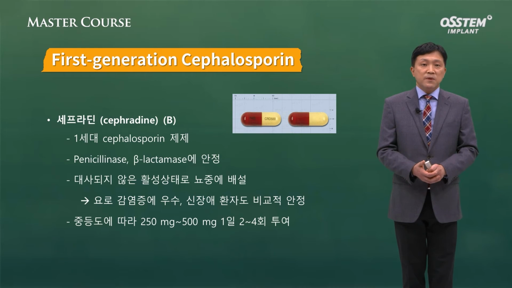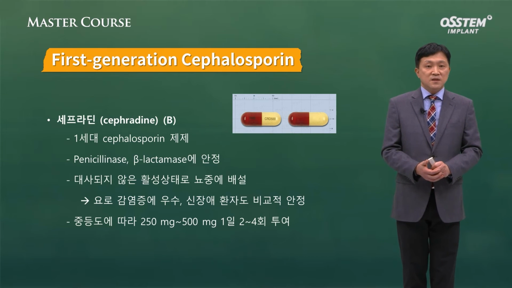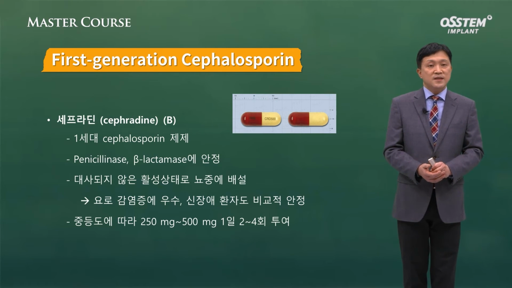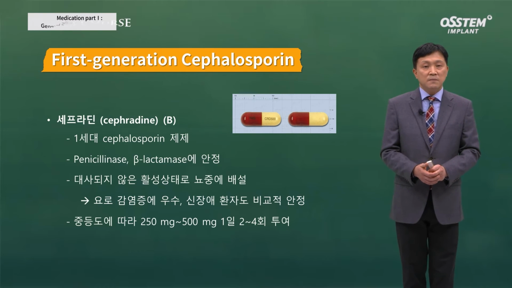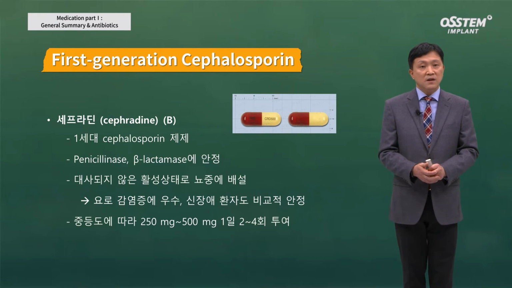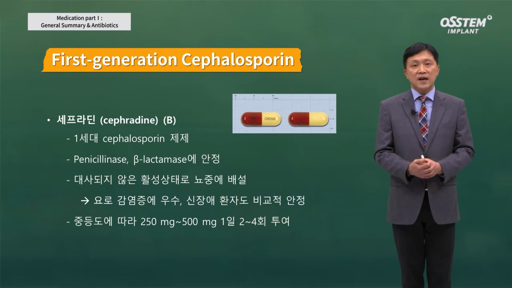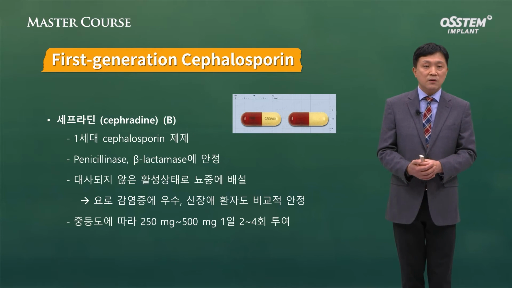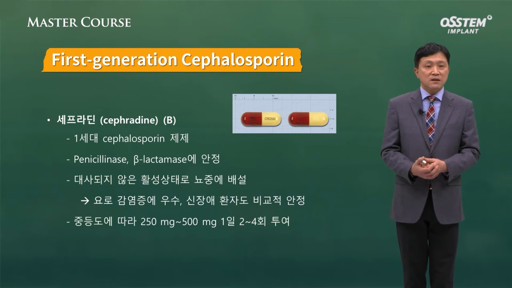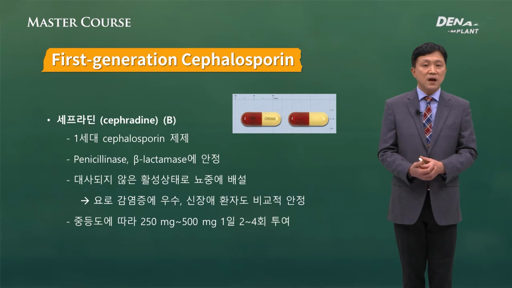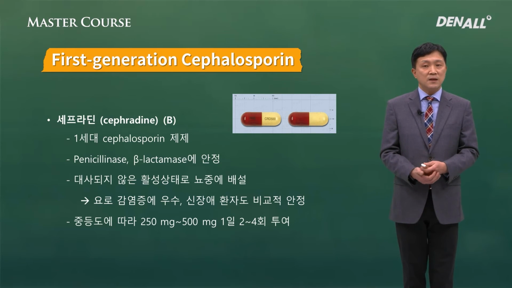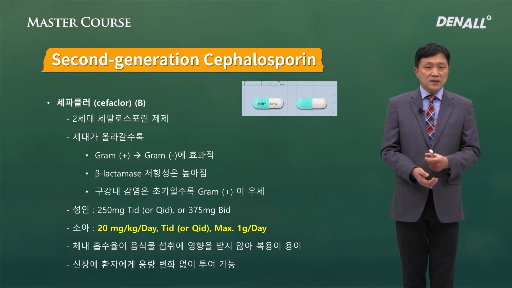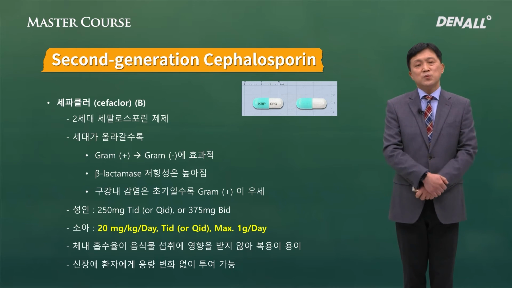The first generation cephalosporin, cephradin. Cephalosporin falls in the category B of FDA classification. It is stable under penicillinase and beta-lactamase. It is not metabolized and discharged in urine, so it is very good for urinary tract infection. Depending on the severity, 250 to 500 milligrams can be used 3 to 4 times a day.